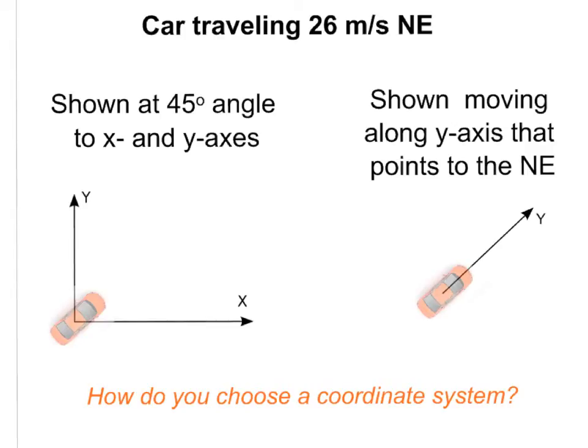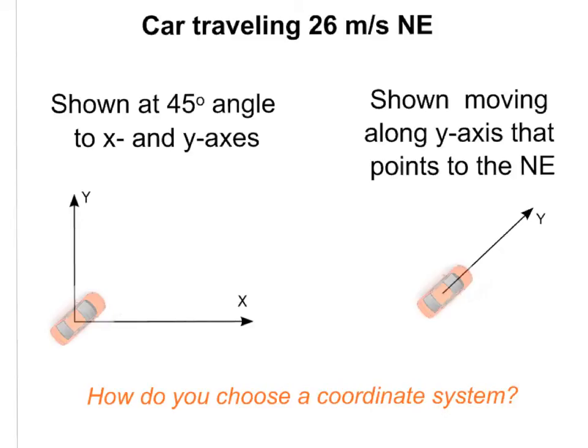So when our motion isn't purely horizontal or purely vertical, we need to look at a way to represent that. Let's just give an example here of, say, a car that's traveling at 26 meters per second northeast. This is obviously a velocity vector. It gives direction and magnitude. We can represent that in some different ways.